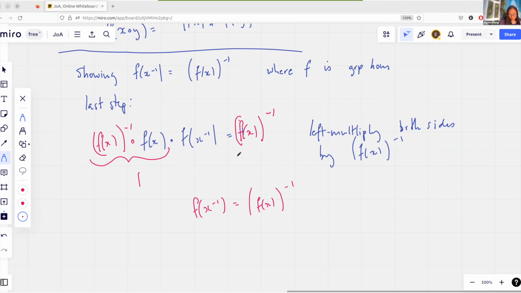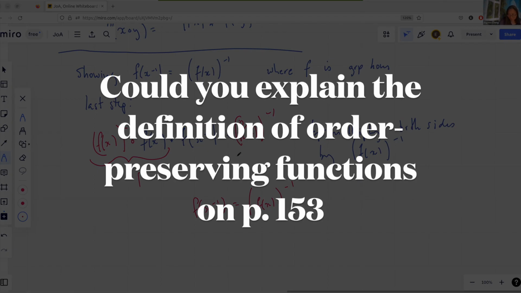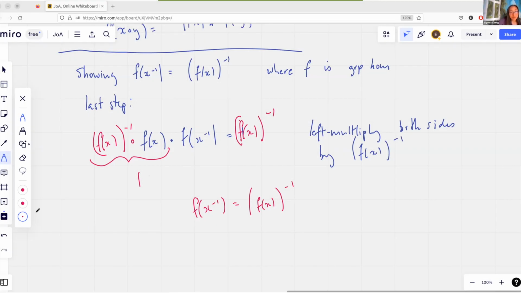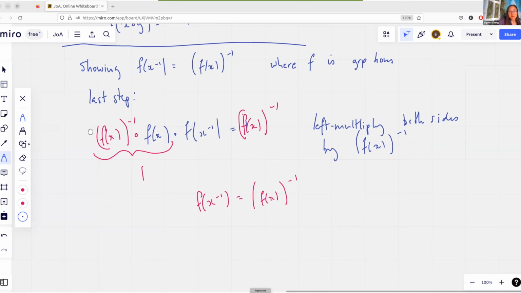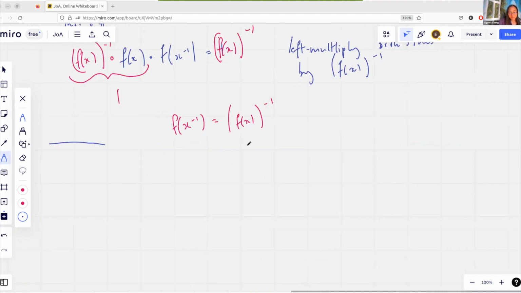Okay, next question. Page 153. Someone is wondering about the definition of order-preserving function. So the definition of order-preserving function, oh, that's purple. I wanted blue. Is that if x is less than or equal to y, then f of x is less than or equal to f of y.